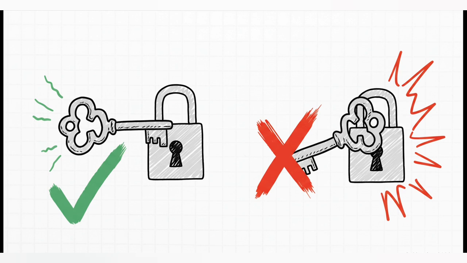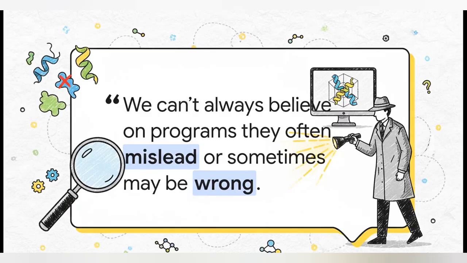The stakes, yeah, they're massive. And that really gets to the heart of the problem. There's this great quote from Dr. Etheosala that just nails it: "We can't always believe in programs. They often mislead or sometimes may be wrong." And that's it, right there. The software that builds these models is, don't get me wrong, absolutely amazing. But it's not perfect. It can get thrown off by bad data, or it might make a guess that just doesn't work in the messy reality of biology.